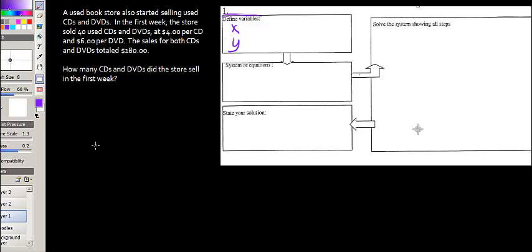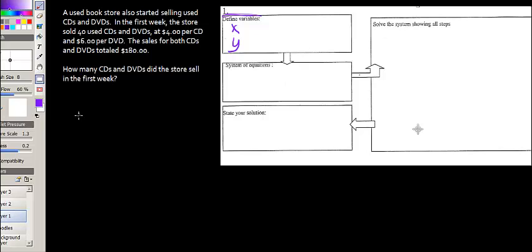Something that's helpful to do is to read the part of the question that actually poses a question to you. So what are they looking for? The question, I've separated it out down here. It says, how many CDs and DVDs did the store sell in the first week? That's what you have to answer. That's what you don't know. That's what your variables are going to represent.